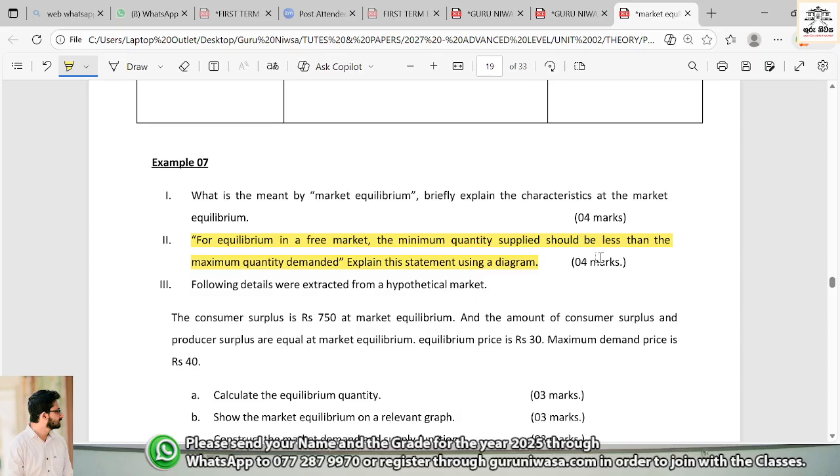For a market, the quantity supplied should be less than the maximum quantity demanded. Lamai, here 4 marks are allocated for 2 diagrams, right? Dipna, what do you say? What is your thought? No idea? Okay. No idea, sir. Good, right. Let me explain.